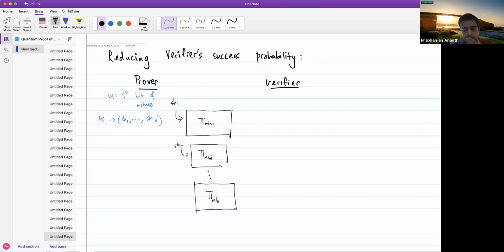And finally, it inputs SH lambda. And even here, I'm considering an honest prover. I'm going to assume that he is going to correctly secret share W1 into secret shares SH1 through SH lambda.